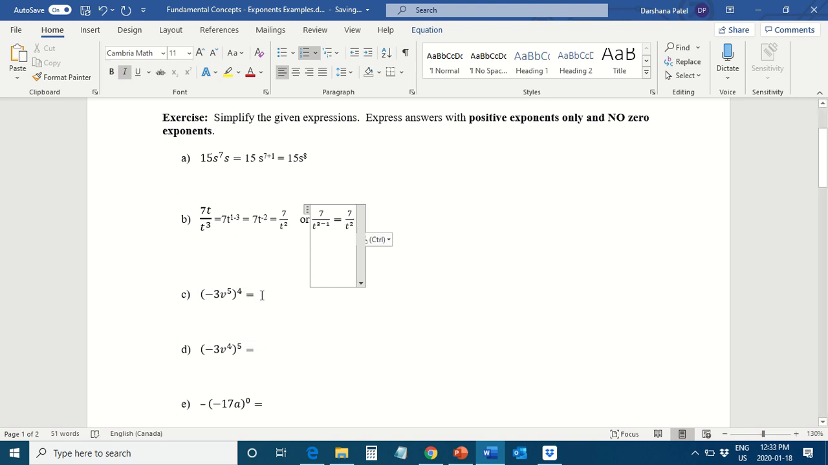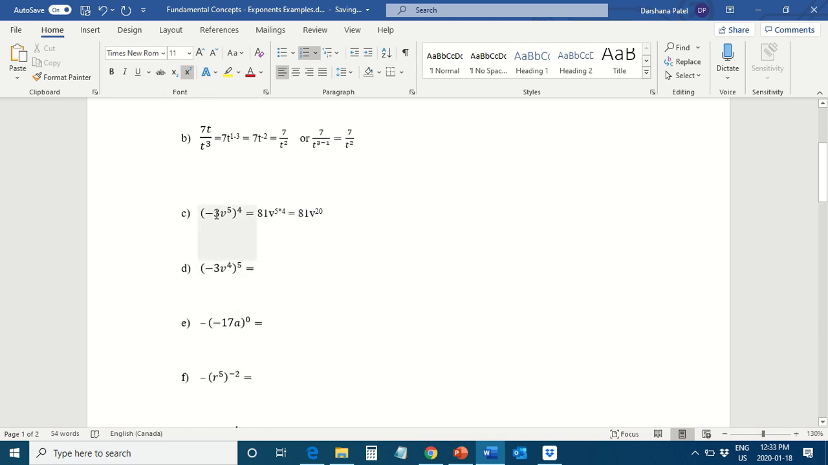For this one then, applying 4 inside the bracket, we have to be careful here that the negative and 3 is not impacted by 5, because 5 is only on v. The 4 will be impacting negative 3 and v to the 5, all of them. So negative 3 to the power of 4 will end up giving us 81, and for v, because there is one base, 2 exponents on top of it, the exponents will get multiplied, so 5 times 4. So the result will be 81 v to the power of 20.